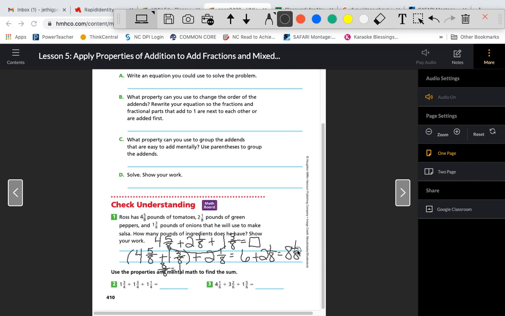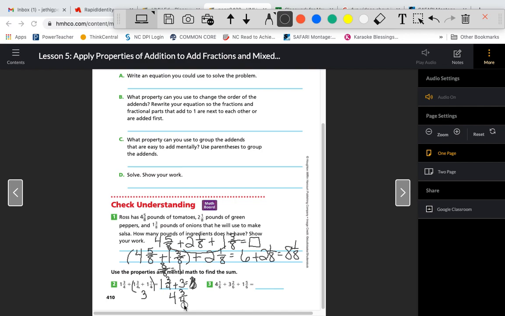All right, number 2, use the properties and mental math to find the sum. Okay, so let's look and see what we have here. We can include these 2 together. We can use the associative property. We can say 1 3/4, and we can combine to make a whole, so that would be 3. So 4. Let's start that over. 4 3/4.